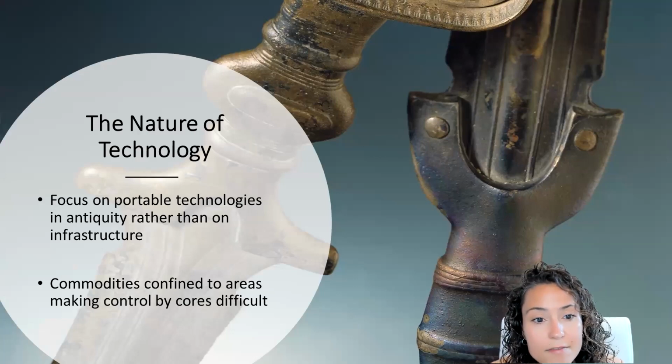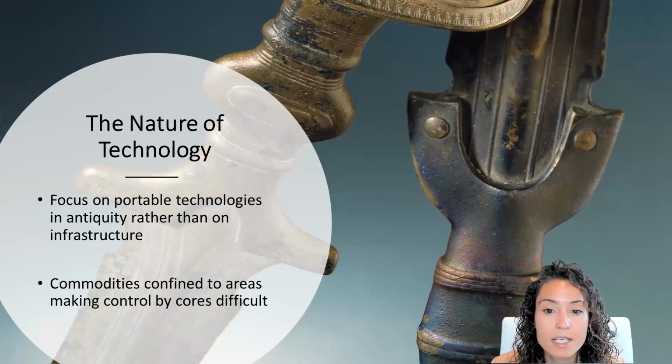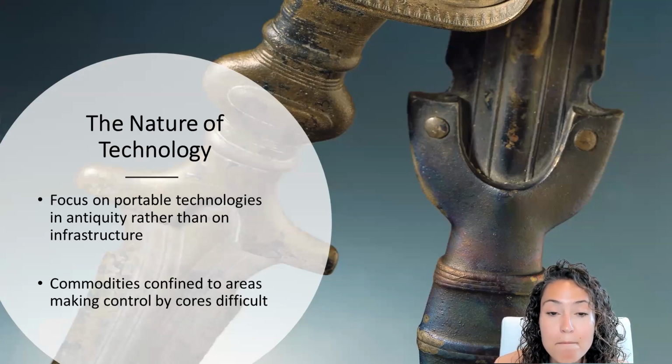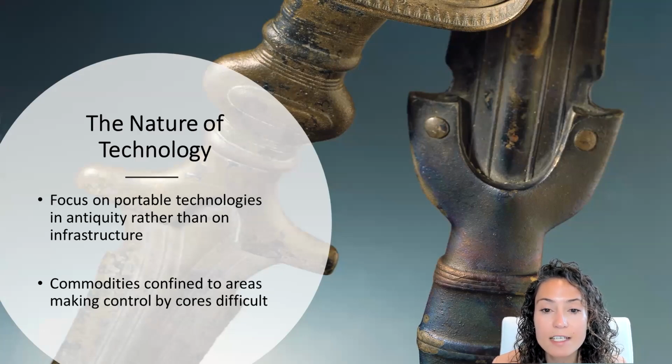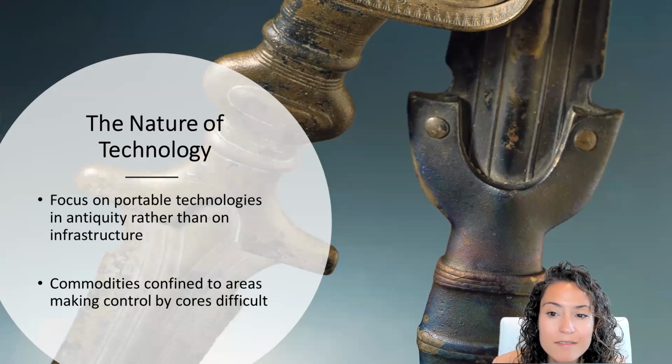A second key difference between modern and ancient world systems was the nature of technology in antiquity. Whereas modern production sites often involve massive installations that are not easily moved, ancient systems were often capable of relatively easy dispersal and focused more on the exchange of portable goods.